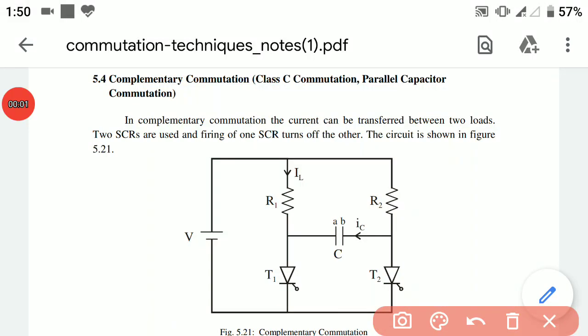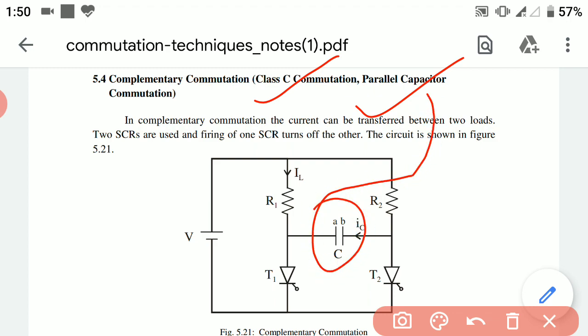Hello. Today we will discuss class C commutation. Class C commutation is also known as parallel capacitor commutation. Why parallel capacitor commutation? Because here we are using a parallel capacitor for commutating thyristor T1 and thyristor T2. This commutation technique is also known as complementary commutation.